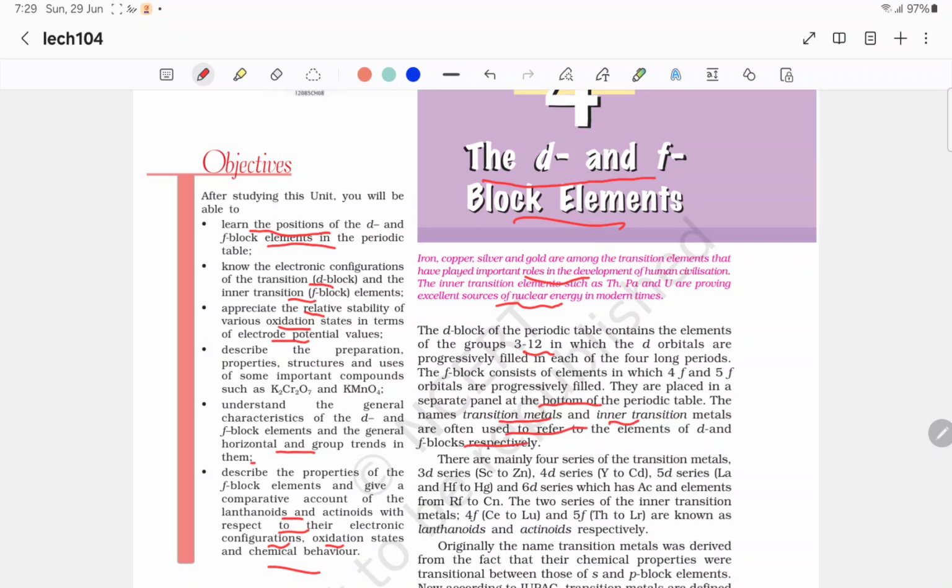There are mainly 4 series of the transition elements: 3d series scandium to zinc, 4d series yttrium to cadmium, 5d series lanthanum and hafnium to mercury, and 6d series which have actinium and elements from rutherfordium to Cn. The 2 series of the inner transition metals, 4f cerium to lutetium and 5f thorium to lawrencium, are known as the lanthanoids and actinoids respectively.